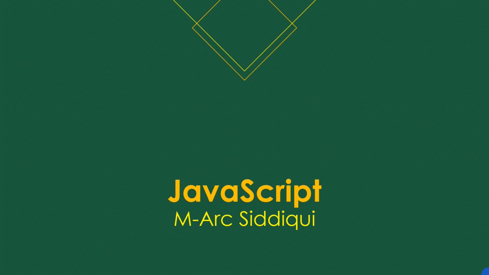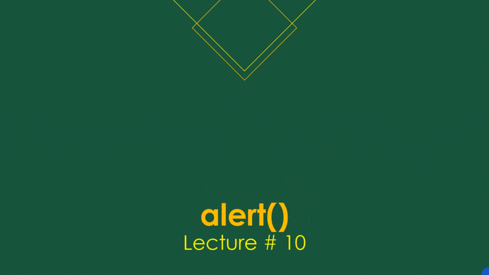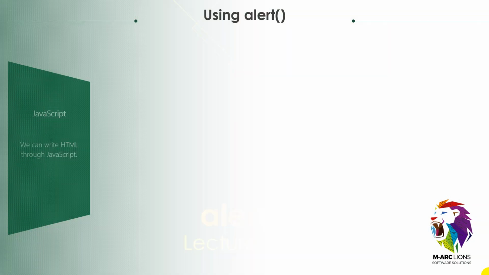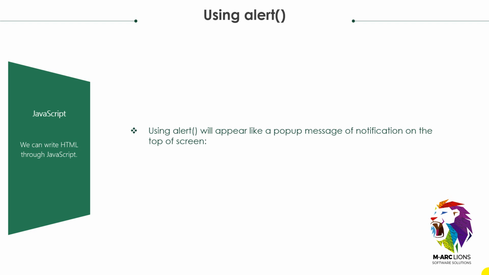In the previous lecture we studied how to write the whole document in the browser using document.write, and now in today's lecture we are going to use alert and see how it is going to work with our JavaScript. So we are using alert and the braces. Whatever we write in the braces is going to appear in our browser.